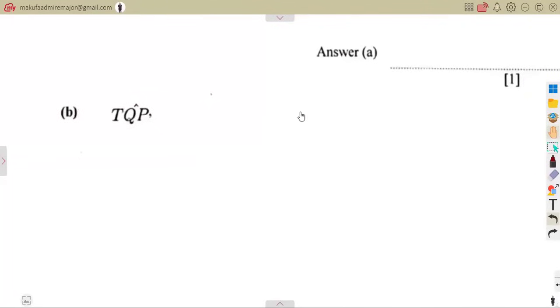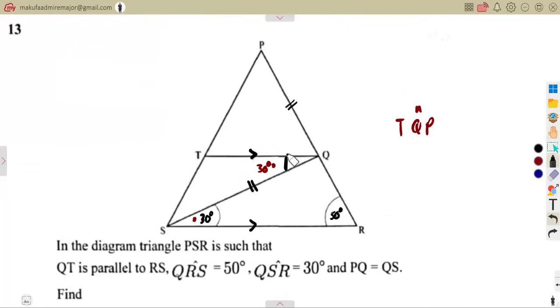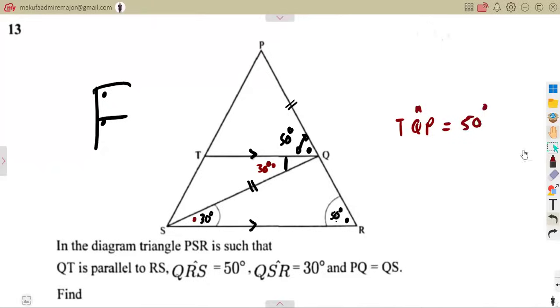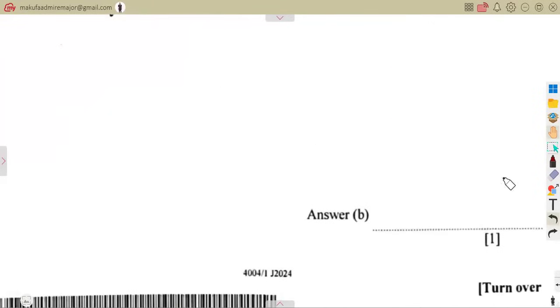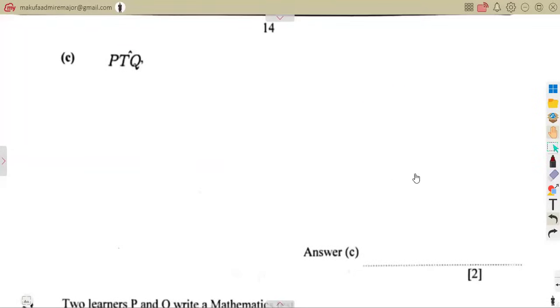Then also TQP. Let's see what we have here. That is from T to Q to P, this angle here. Remember, these are parallel lines, from what we're given. So these two angles become corresponding angles, the ones that give us an F. F angles, corresponding angles. So if this angle is 50, this angle is also 50 degrees. It means our angle TQP was going to be 50 degrees from what you're given. There are so many ways that you can use, but in this case, the easier way is to just consider your corresponding angles, because you're already given the parallel line concept.